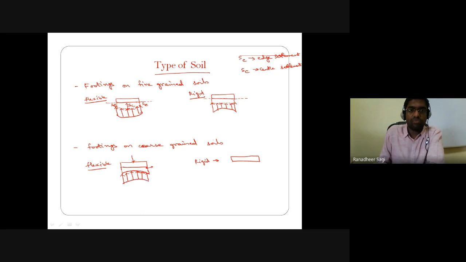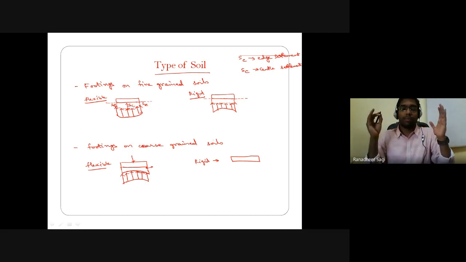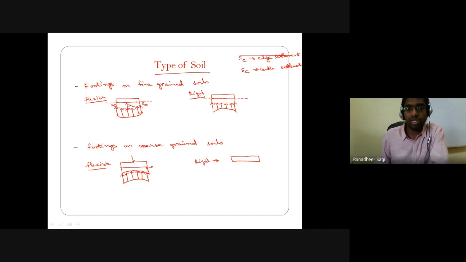So the intensity of pressure at the center of your footing or at the edge of the footing is going to be the same. But your settlement is said to be maximum at the edges of your flexible footing resting on coarse grained soil, and it is said to be minimum at the center of your flexible footing resting on coarse grained soil.